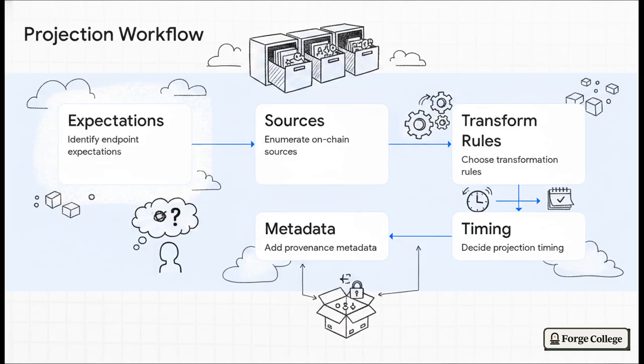Step 1. Start by identifying what your client actually expects. What does the AI need to see? Then, Step 2. Find your filing cabinets by enumerating your on-chain sources. Step 3. Pick your specific transformation rules. Step 4. Decide on that crucial projection timing. Are you caching this up front or computing on the fly with lazy evaluation? And finally, Step 5. Never, ever forget to attach your provenance metadata.